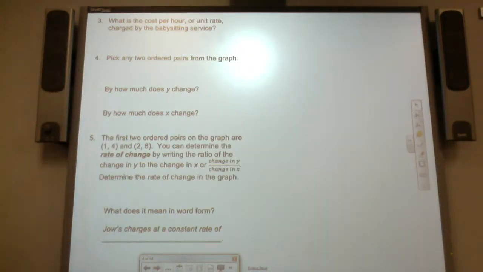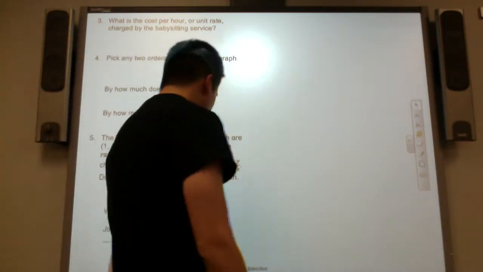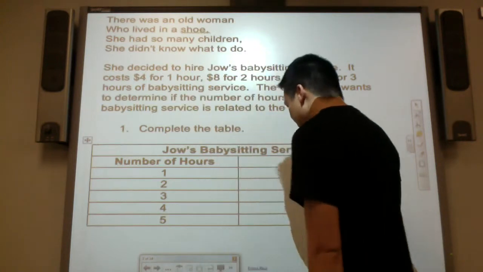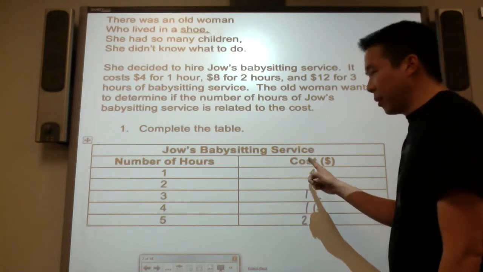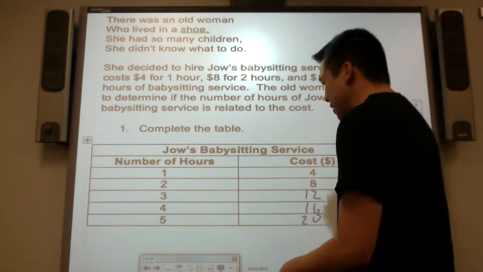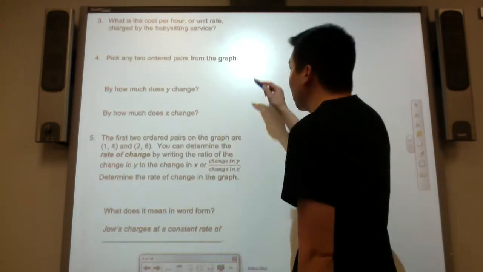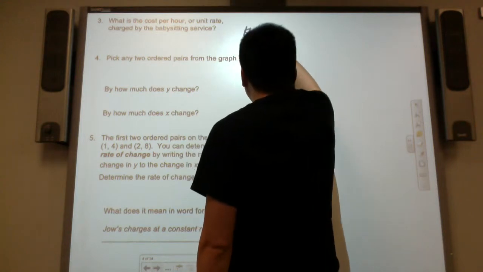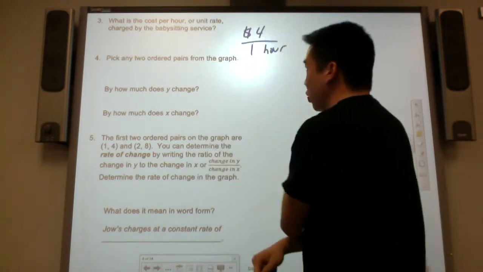So let's go to this one. What is the cost per hour or unit rate charged by the babysitting service? Let's go back to my table. It seems like I charge, remember, a unit rate is where 1 is the denominator, it's per something. It seems like I charge $4 per 1 hour. That's my unit rate.